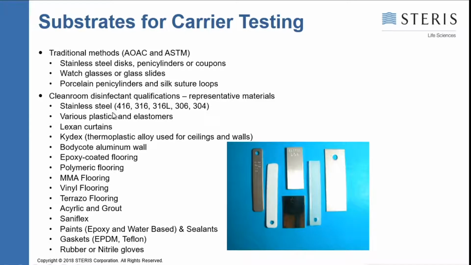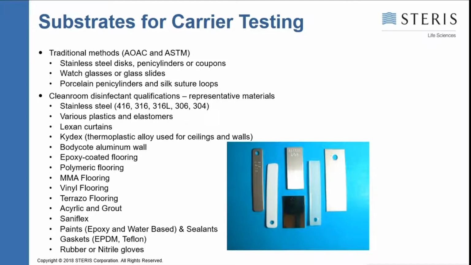But when you're doing your clean room validation of disinfectants, you'll be using representative coupon surfaces from different areas of your clean room facility. So you'll be looking at things like 304, 316 stainless, plastics, elastomers, Lexan, polysim curtains, Kydex, different types of flooring. So it could be epoxy, vinyl, terrazzo flooring, Sanaflex, which is a paint if you have different epoxy paints, gasket materials, rubber or nitrile gloves. So those are all different types of surfaces that you would want to do the risk assessment with.